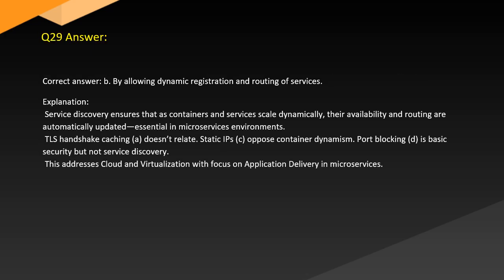Answer. Correct answer: B. By allowing dynamic registration and routing of services. Explanation. Service discovery ensures that as containers and services scale dynamically, their availability and routing are automatically updated. Essential in microservices environments. TLS handshake caching (A) doesn't relate. Static IPs (C) oppose container dynamism. Port blocking (D) is basic security but not service discovery. This addresses cloud virtualization with a focus on application delivery in microservices.